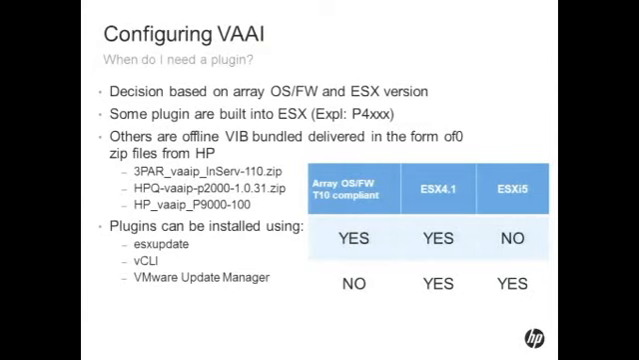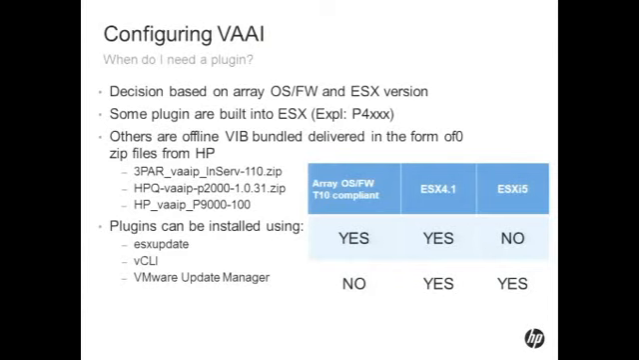For example, HP LeftHand, the P4000, has the plugin built in. You don't have to go to any website or download anything. You load ESX 4.1 and you're ready to rock. If you go, for example, to the P2000, our MSA array, and load ESX 4.1, you might sit there a long time. You won't see any VAAI activity until you load a plugin. So you have to go to a website, download the plugin, and install it, and then you're ready to go.